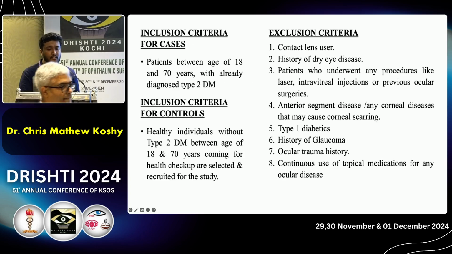Inclusion criteria for cases are patients between ages of 18 and 70 years with already diagnosed type 2 diabetes mellitus, and inclusion criteria for controls are healthy individuals without type 2 diabetes mellitus between age of 18 and 70 years coming for health checkup. Exclusion criteria are contact lens users, history of dry eye disease, patients who underwent any procedure like laser, intravitreal injection or previous ocular surgeries, anterior segment disease or any corneal disease, type 1 diabetes, history of glaucoma, ocular trauma history, and continuous use of topical medication for any ocular disease.